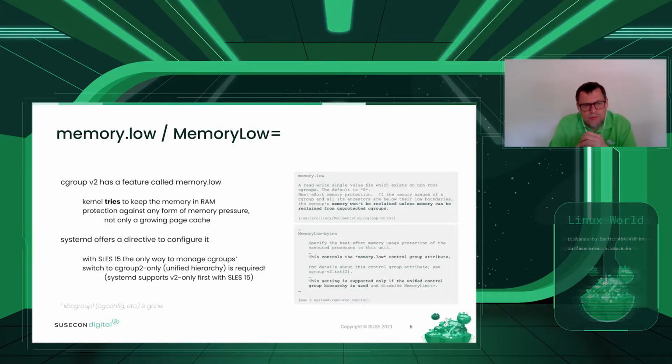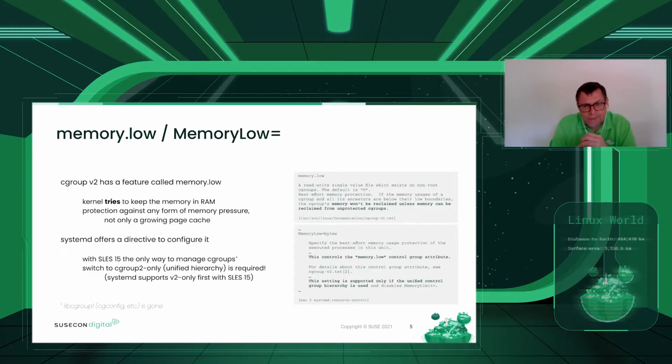SLES15. Some of you may be aware of the lib cgroup1 package. It contains the cgconfig tools and cgrules engines. They are deprecated and have been removed in SLES15. So this is a SLES12 only thing. So in 15 you have to use systemd, and luckily it has a parameter for that.